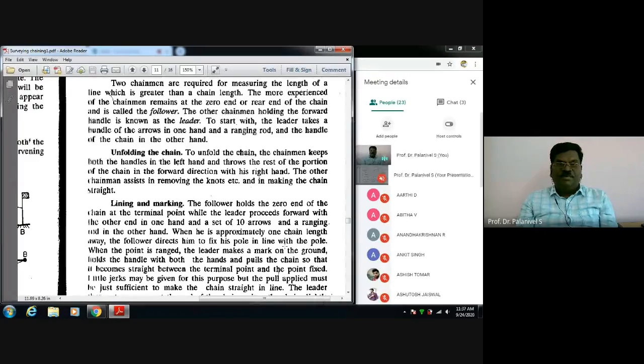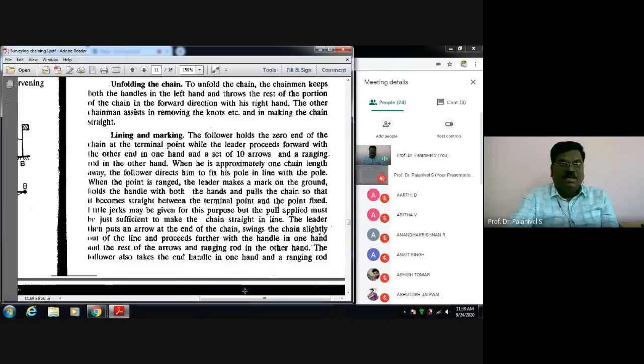That is the way it should be done. Then the leader will remove the knots and so on. You hand over the other end of the chain to him, and he will stretch the chain. He will take it and apply some jerks in order to make it straight. That is what I explained in this section on lining and marking.